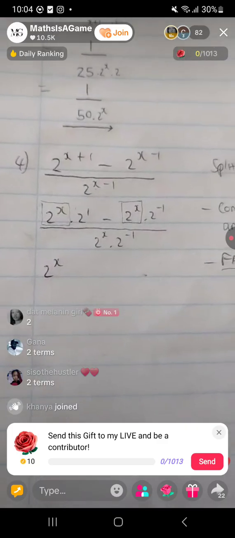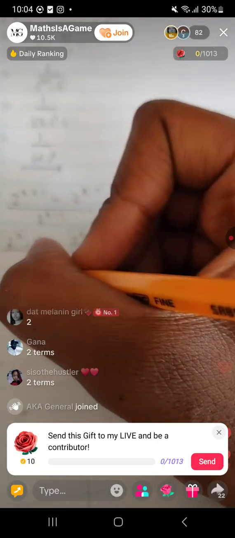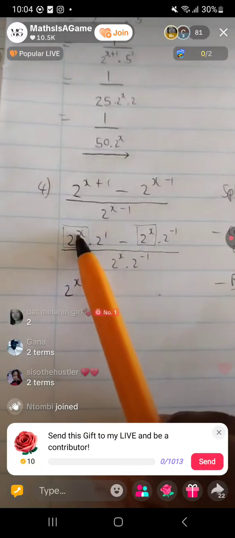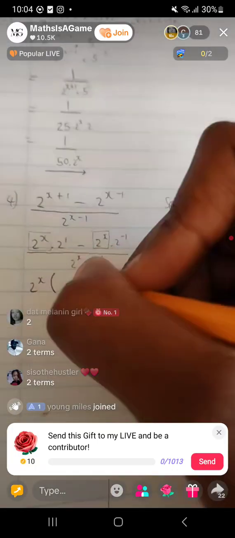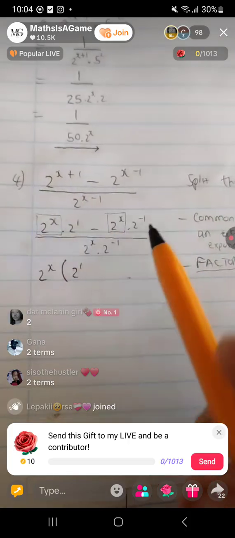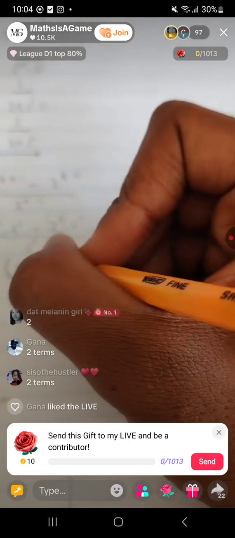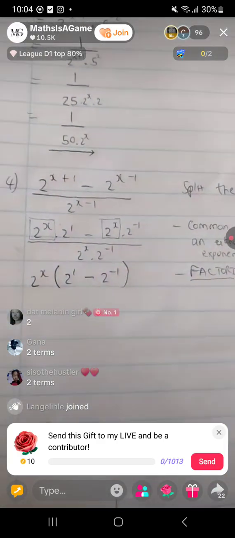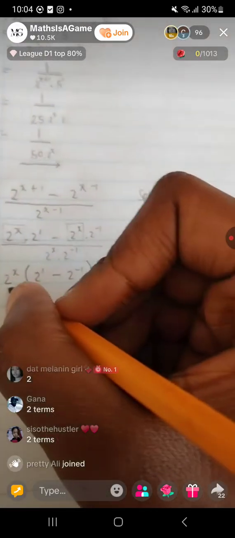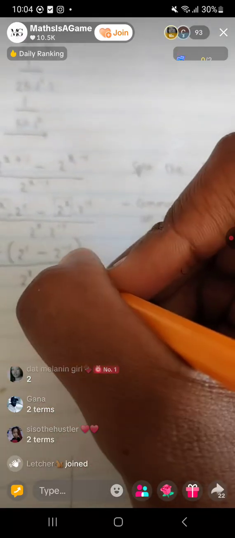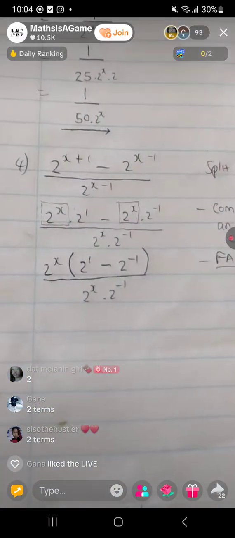Very important to take him out on a date. Then what's left if we take out 2 to the power x? On the left hand side we are left with 2 to the power 1. What's left on the right hand side? We are left with minus 2 to the power negative 1. We close that bracket. That is all going to be over 2 to the power x times 2 to the power negative 1.